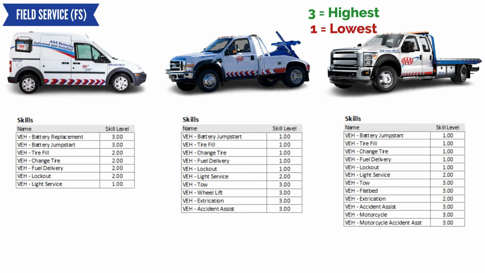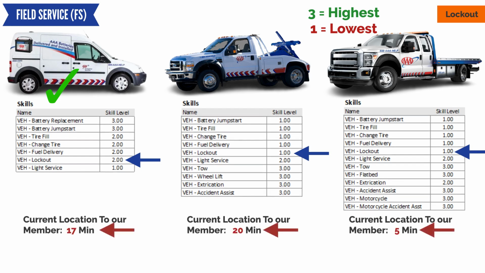For this example, each of the vehicles are out servicing our members. Suppose a call is received that is for a lockout. Let's see which vehicle will receive the service appointment. Based on the skill, vehicle number 1 would be preferred, because their skill is higher than vehicles 2 and 3. But, let's look at which vehicle can get to our member the fastest. Based on this information, vehicle number 3 would be the fastest. Therefore, vehicle number 3 will be dispatched the service appointment.